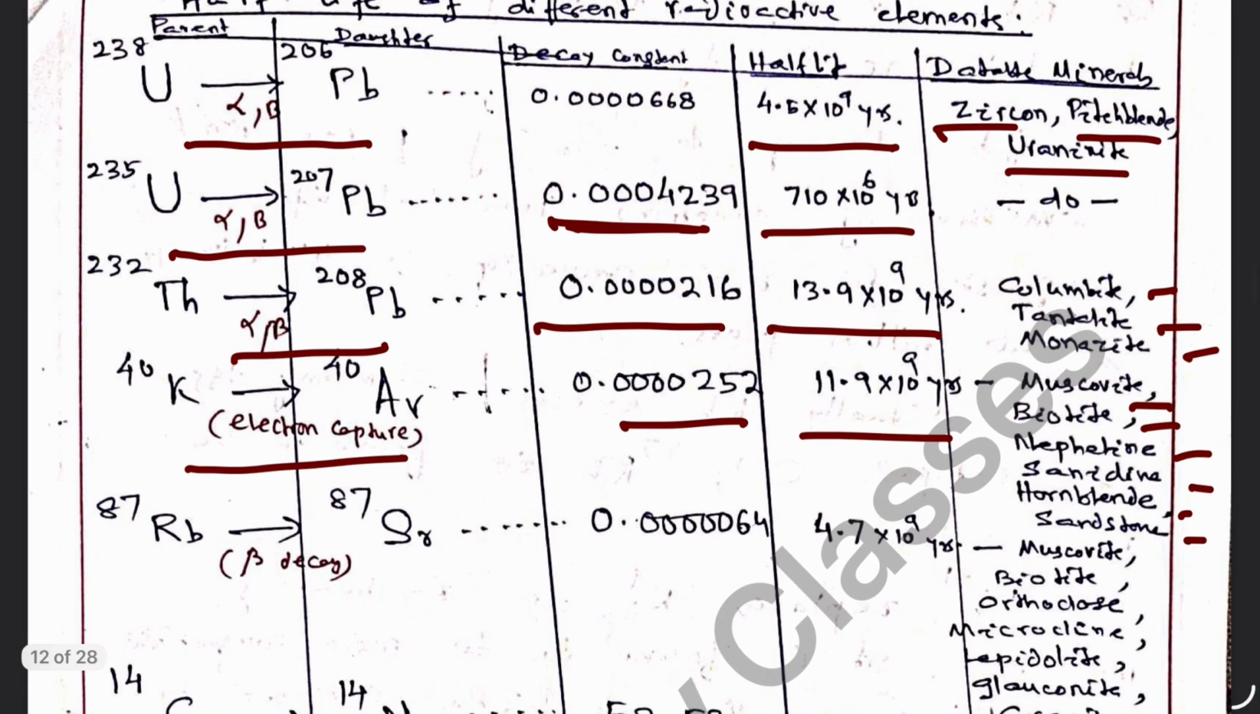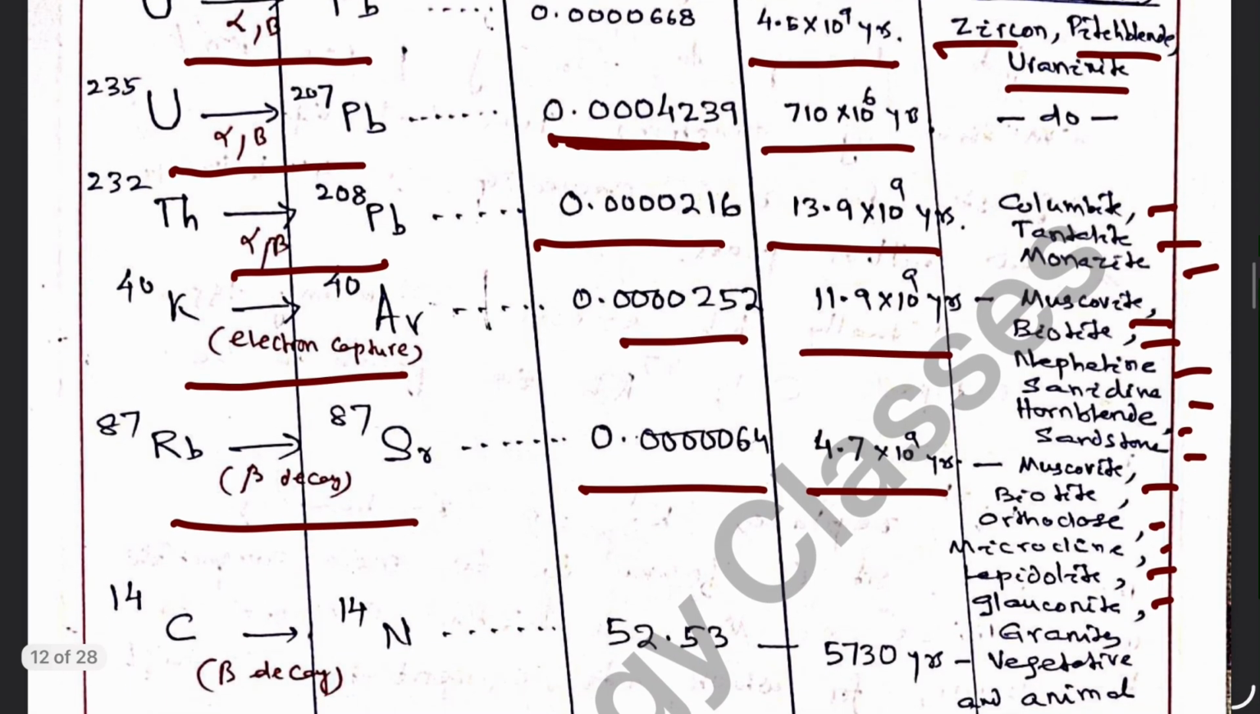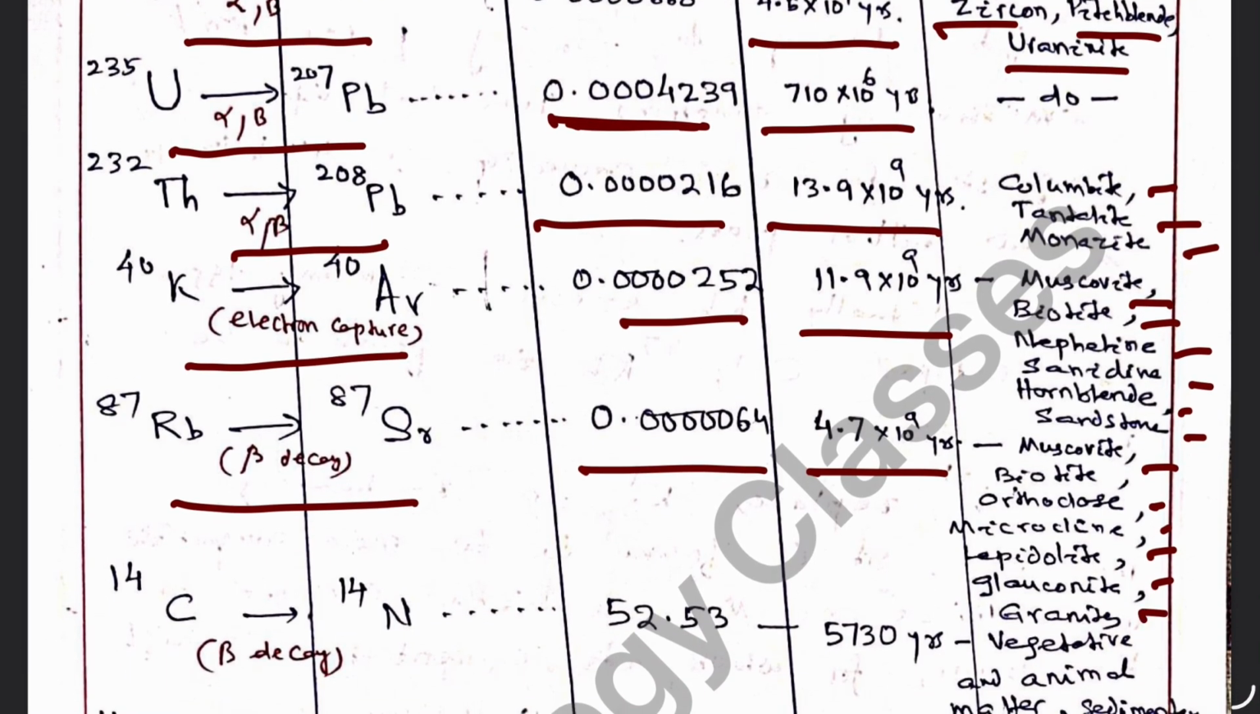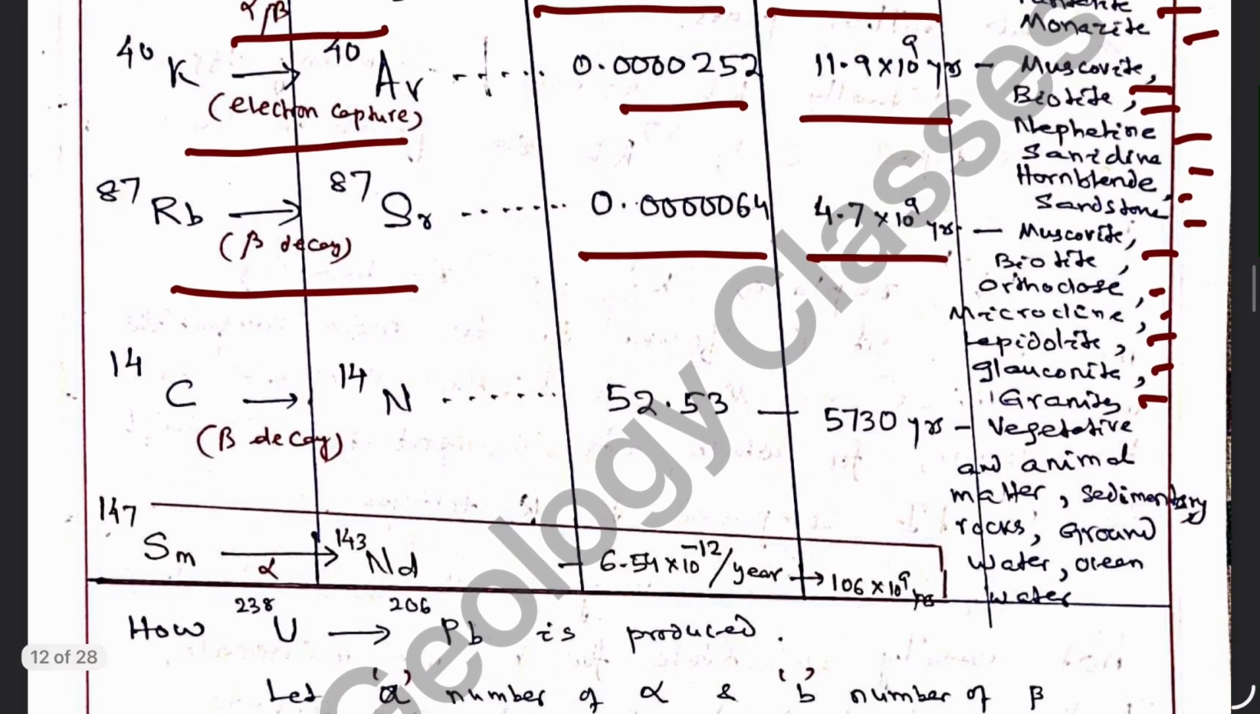Similarly, we have the rubidium-strontium system. Through beta decay, rubidium-87 gets converted into strontium-87 having decay constant 0.000064 with half-life period of 4.7 × 10^9 years. Common minerals are muscovite, biotite, orthoclase, microcline, epidote, glauconite, granites. So these are the rocks and minerals in which we find rubidium and strontium.